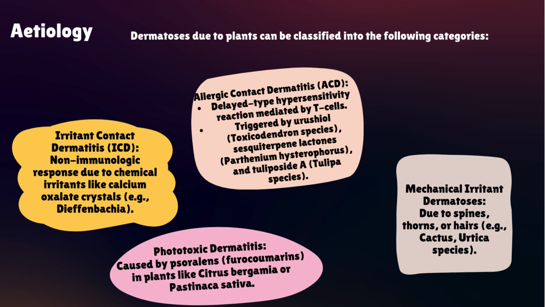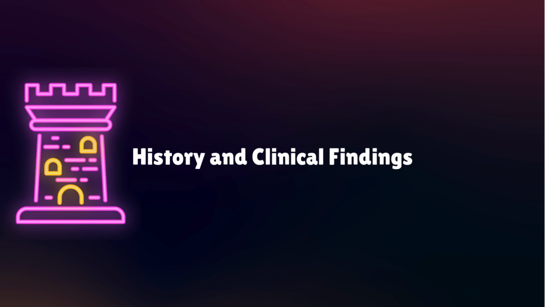Phototoxic dermatitis. This occurs when psoralens in plants like Citrus bergamia react with sunlight, causing blistering and pigmentation changes. Mechanical irritant dermatoses. Think spines, hairs, or thorns, common in plants like cactus or Urtica species, causing linear scratches or granulomas.